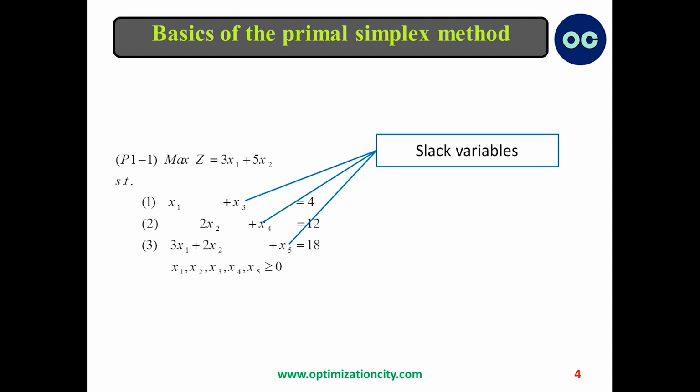This process can be applied to the other inequalities in these constraints. We have 2 other inequality constraints, which allow us to rewrite the entire model as necessary. We will discuss this in the future. We call x3, x4, and x5 slack variables.